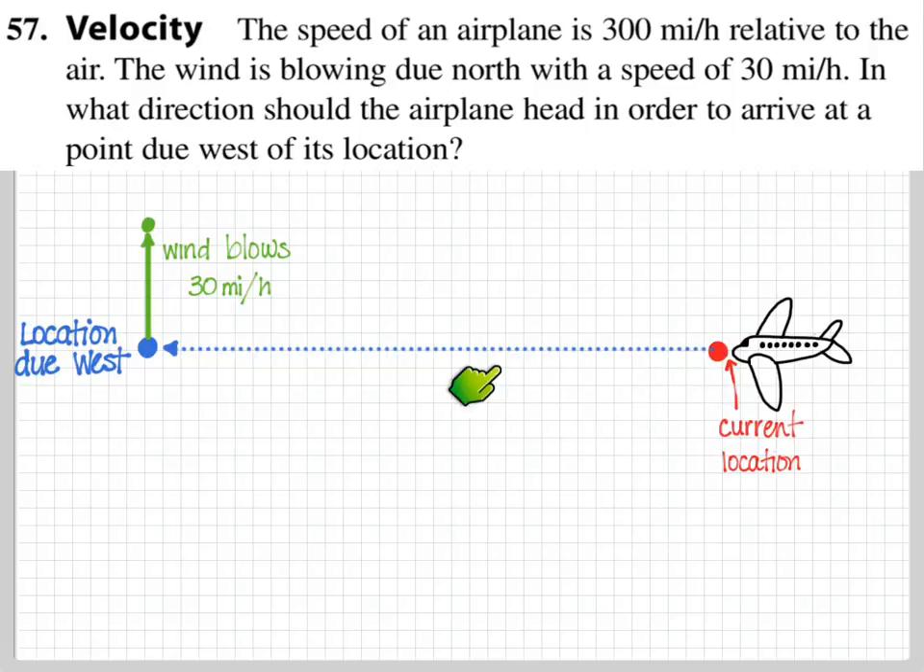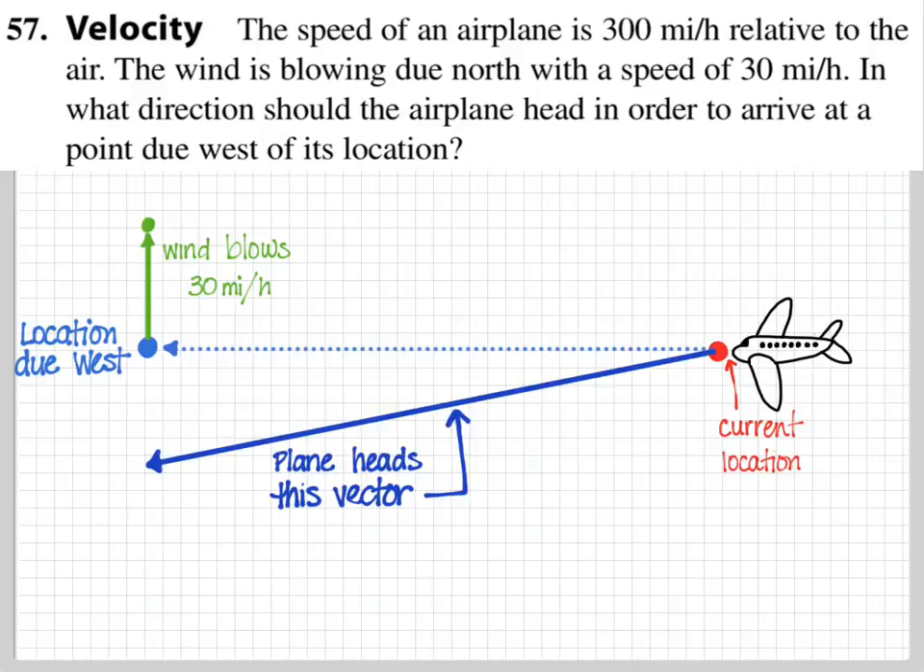If it tried to fly straight across, it wouldn't. It would actually get blown up here and end up in this direction, or end up at this location. And we want the airplane to be here. So we realize that the airplane needs to head farther south, and then what will happen is the wind will take care of the rest of it, because the wind will blow the plane up to the location that we want it to be at.